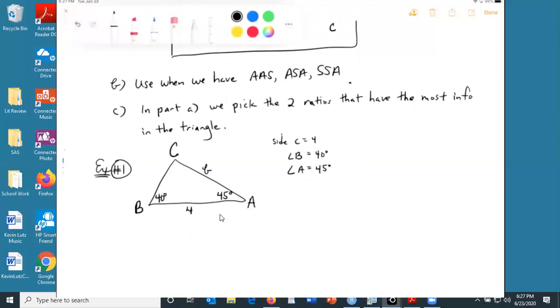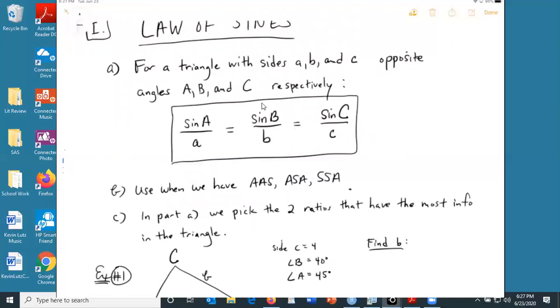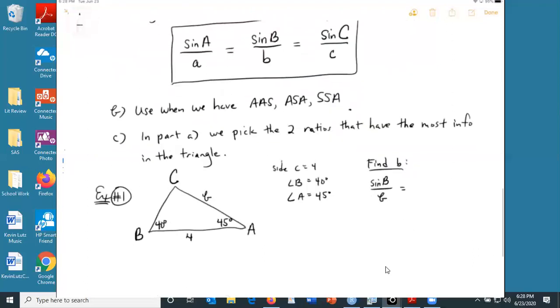All right, so now I want to find side B. If I want to find side B, which ratio do you think I must include in my calculation? I probably need to include this middle ratio, sine of B over b. And then, do I use the A ratio or the C ratio for the other side? Well, I have to pick the one that will have all the information known, because in my equation, I don't know little b. So whatever I fill in here, I better know all the numbers. I'll tell you right now, we'll be using the C ratio, and here's why.